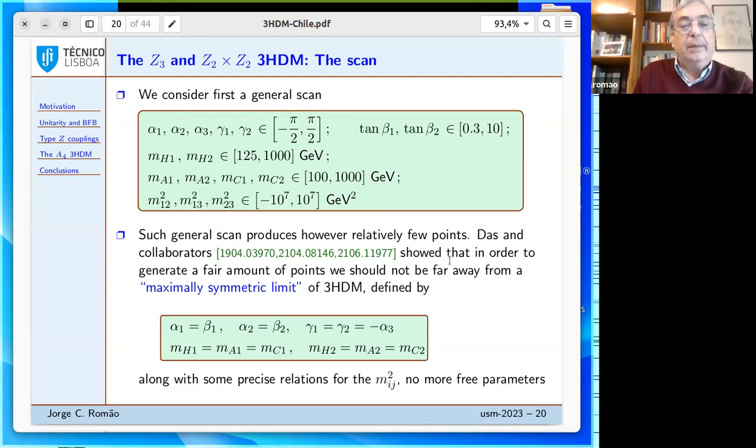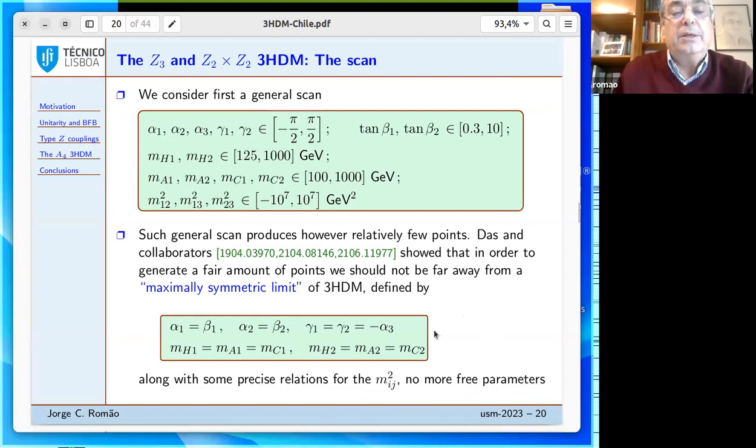And this is defined by these equalities where alpha 1 is equal to beta 1, alpha 2 to beta 2, and some relation between gamma 1 and gamma 2 and alpha 3. And the masses are equal in two pairs. One of the scalars goes with the pseudoscalar and one of the charged ones, and the same for the second set. And on top of that, you also need to have some precise relation for the soft masses, which in this limit are no more free parameters. They can be determined from the minimization conditions.